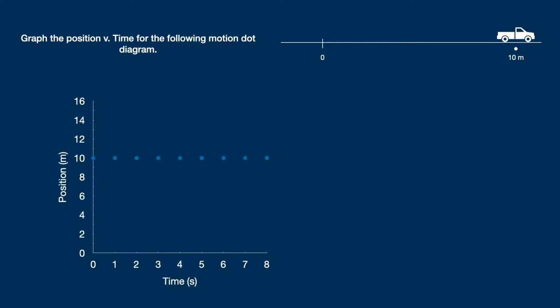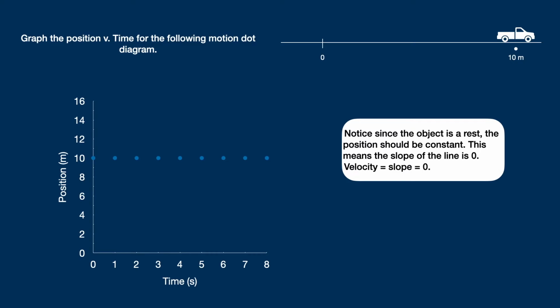All right, so this is what the graph should look like. The position of the truck is not moving. So it's at 10 meters at time 0, and it's just going to stay there. So this is just a flat line. If you were to take the slope of that line, you would get a slope of 0, which means velocity is 0, which makes sense. It's not moving.